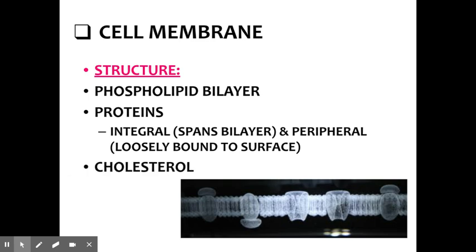Also embedded in the plasma membrane is cholesterol. Again, we'll talk more about cholesterol later, but that is a form of steroid, and it just kind of helps maintain membrane fluidity. It keeps the phospholipids from packing together when temperatures are too cold, and then when temperatures get too hot, cholesterol doesn't let them spread out too far from one another.